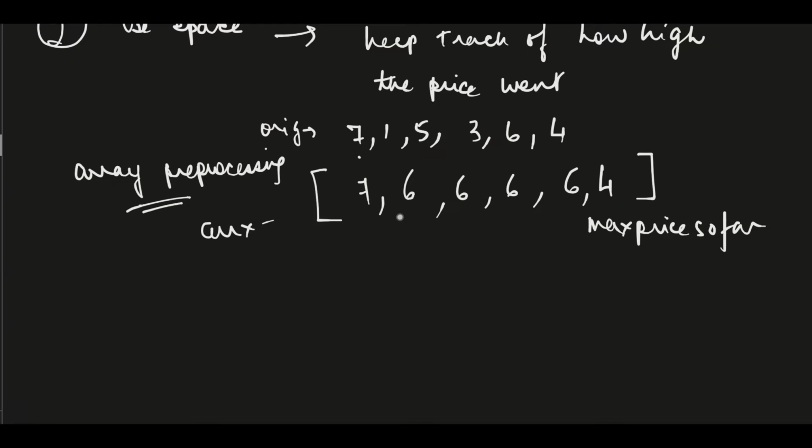Once we get hold of this new array, now we will traverse the array. In one traversal only we are going to solve. How? First we will come at 7 and then we will subtract, like 7 minus 7, 0 profit.